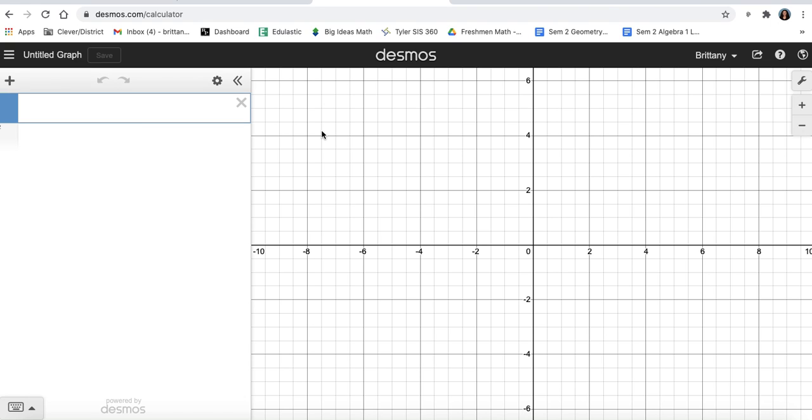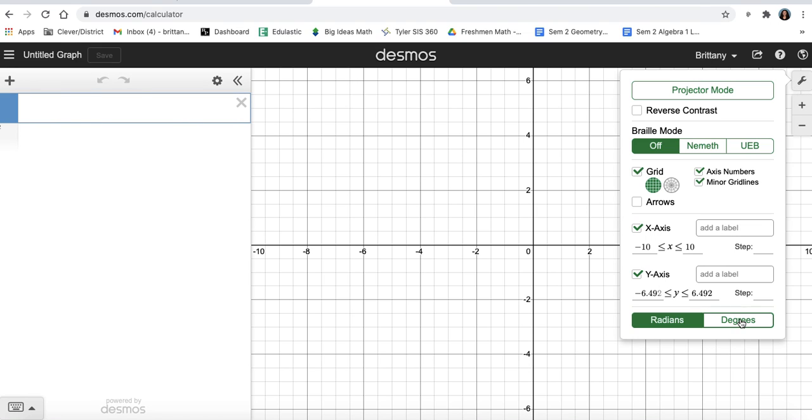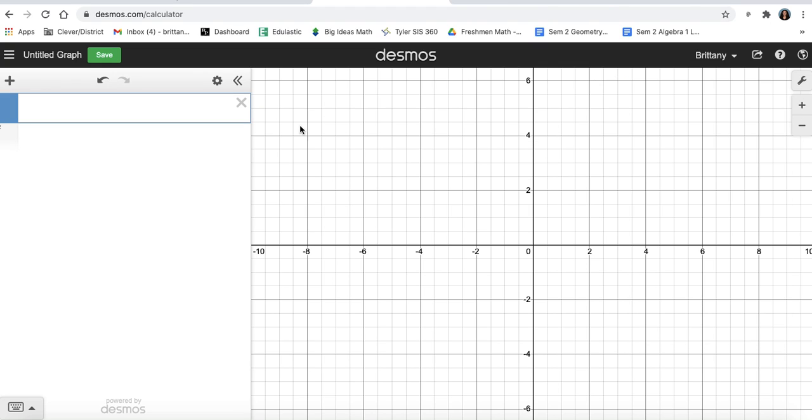However, you need to be careful. So before you start typing anything, hit graph settings. And then you need to change this to be degrees. If you don't change it to be degrees, it's going to give you a wrong answer. That is super important. If you're using your calculator at home, you also need to change yours to degrees. Otherwise, if it's in radians, it will give you a wrong answer.